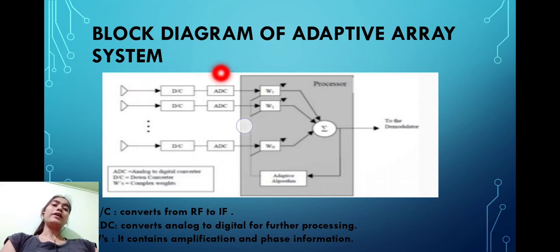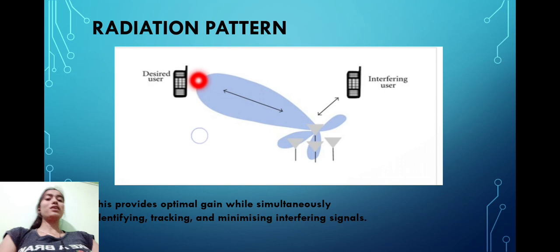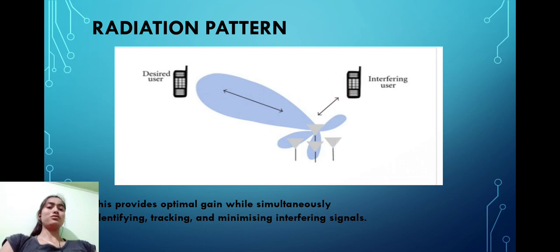Next comes the block diagram of the adaptive array system. It consists of an antenna array followed by a down converter which converts RF to IF. Next comes the A to D converter, ADC, which converts the analog signal into digital. Next comes the phase shifting network, adder, and the processor, which will adjust the weights so as to steer the waveform in one particular direction and to place nulls in the direction of the undesired user. This is the radiation pattern. It has the maximum magnitude in the direction of the desired user and a null in the direction of the interfering user.